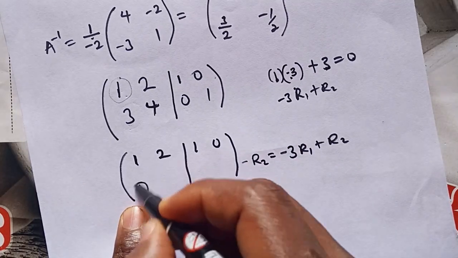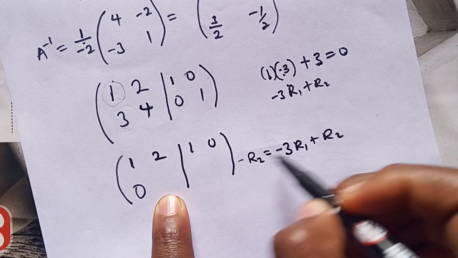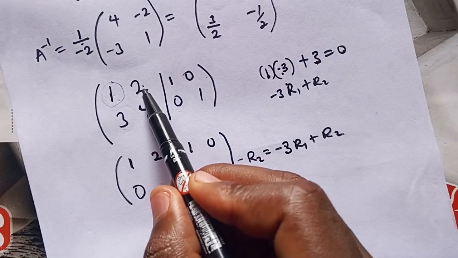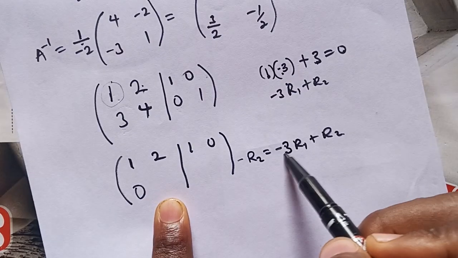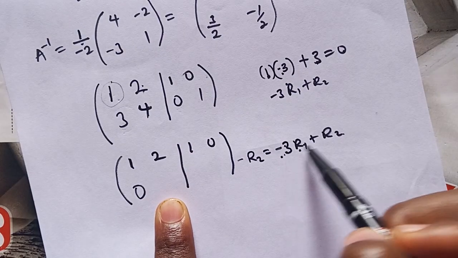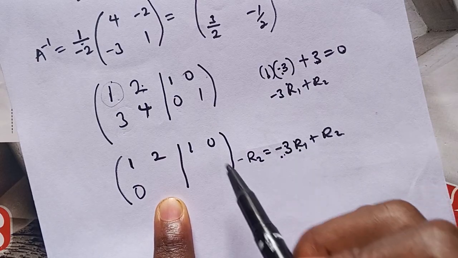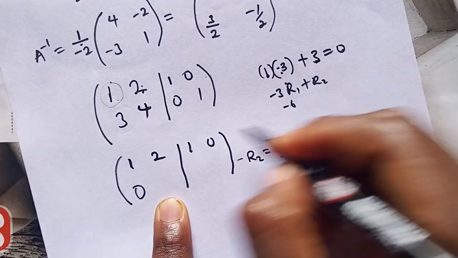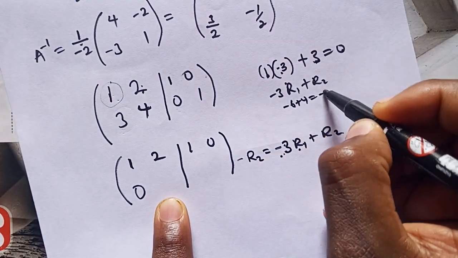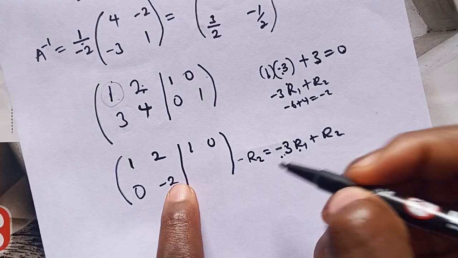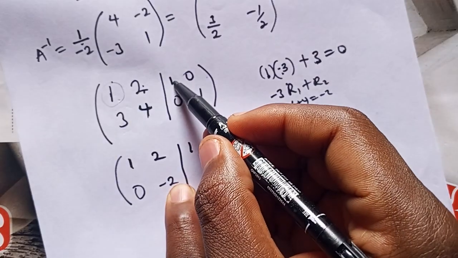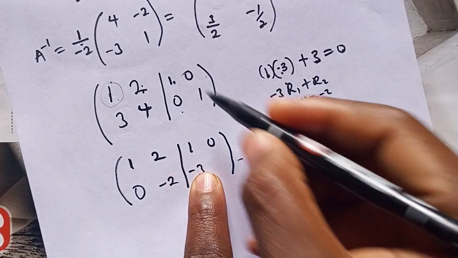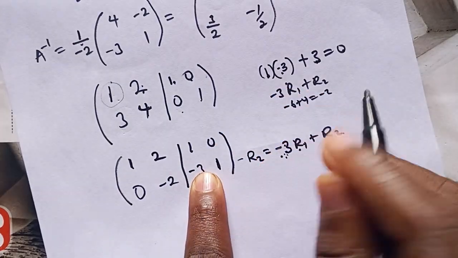Okay, of course here is going to give me 0. Now minus 3 times row 1 plus row 2, that is minus 3 times 2. Please, minus 3 row 1 means minus 3 times all the entries in what? Row 1. Okay, so minus 3 times 2 is minus 6. Now minus 6 plus 4 is minus 2. Okay, now minus 3 times 1 is minus 3 plus 0, minus 3. Of course, minus 3 times 0 is 0 plus 1, 1.